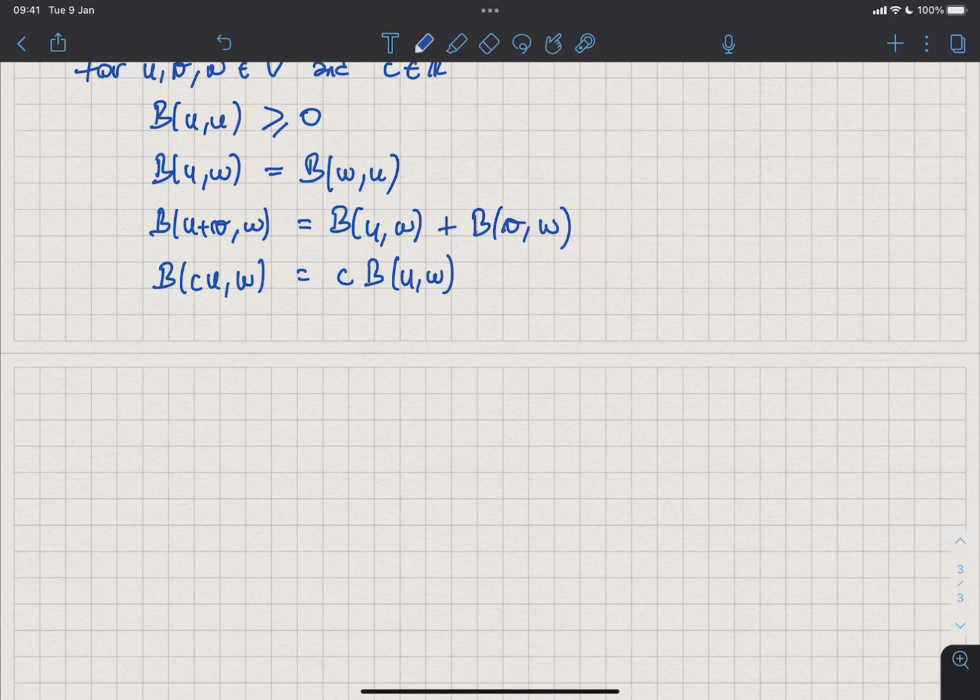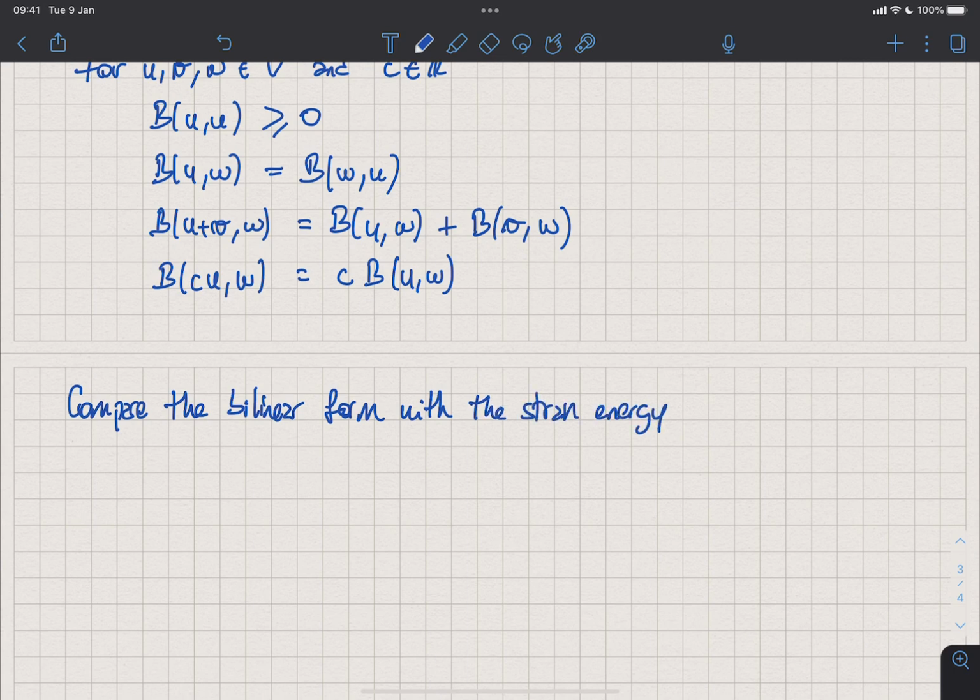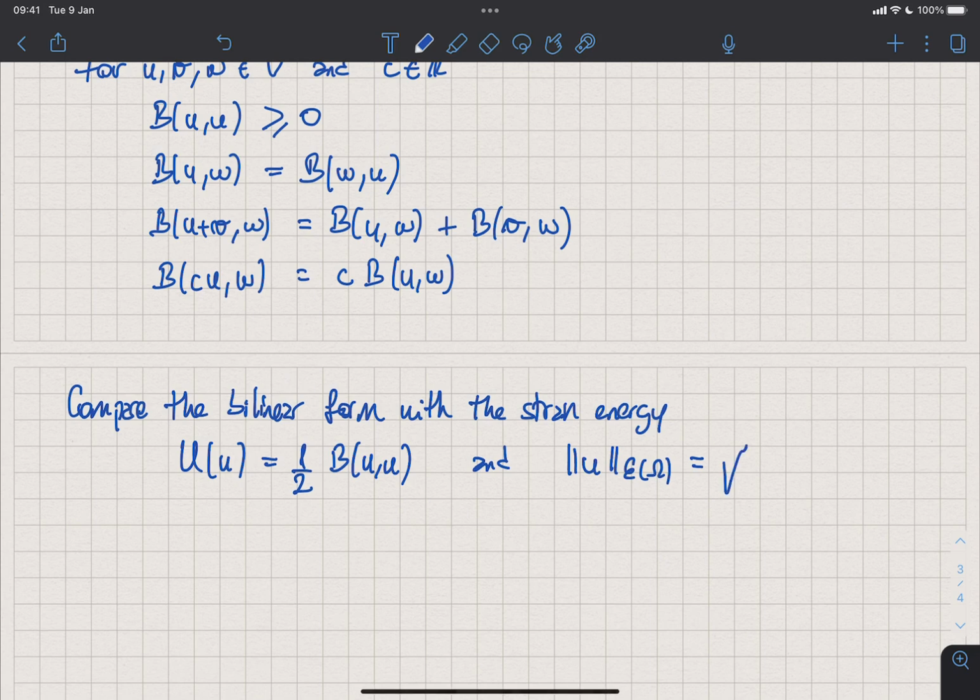So in other words, if you compare the bilinear form with the strain energy, what you get is basically U of u is equal to 1/2 of b of u comma u. So they are almost identical except for that half. And by extension, if you remember the way we define the norm in the energy norm, I can write this as the square root of 1/2 of b of u comma u. And this is the way we compute the error in the energy norm in the computer.